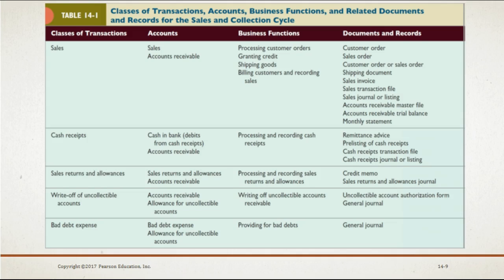Before auditors can assess control risks and design tests of controls and substantive tests of transactions, auditors need to understand the business functions and documents and records in a business before they can actually figure out the appropriate and relevant procedures to do during the audit. You can find Table 14-1 on page 448 of your textbook.